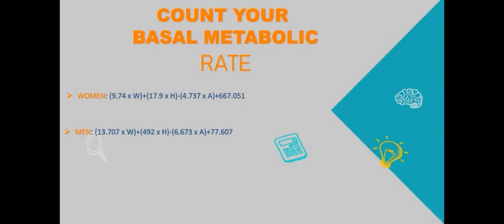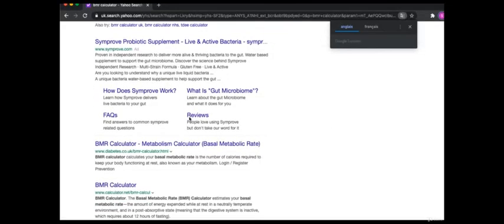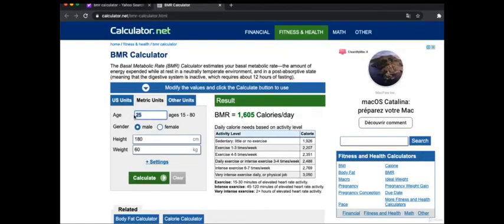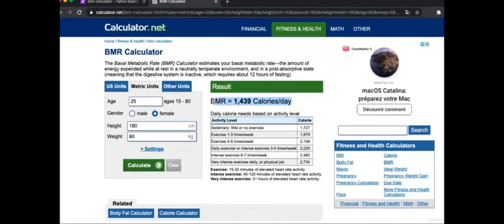To get your BMR, simply input your weight, height, and age in the corresponding equation if you are a man or woman. Do you need to write this equation and calculate it by yourself? Hopefully no. You can easily use an online calculator. You only have to type BMR calculator on Google and then you go.